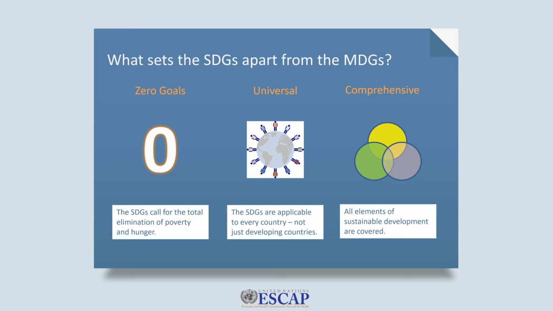The 17 SDGs cover more ground and go further than the MDGs. They call for the total elimination of poverty and hunger. The SDGs are universally applicable, whereas the MDGs were intended for action in developing countries only. All essential elements of sustainable development are covered, with the new goals addressing inequalities, economic growth, decent jobs, cities and human settlements, industrialization, oceans, ecosystems, energy, climate change, sustainable consumption and production, peace and justice. A central feature of the SDGs is their strong focus on means of implementation, the mobilization of financial resources, capacity building and technology, as well as data and institutions.